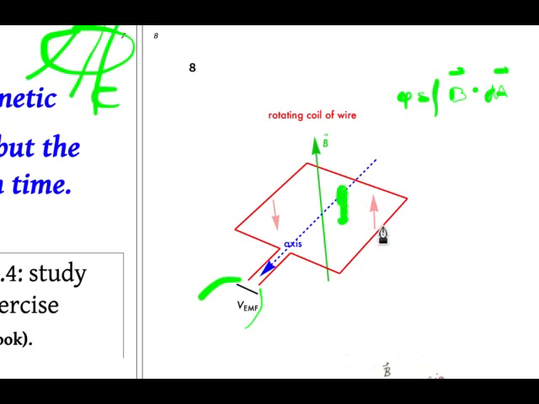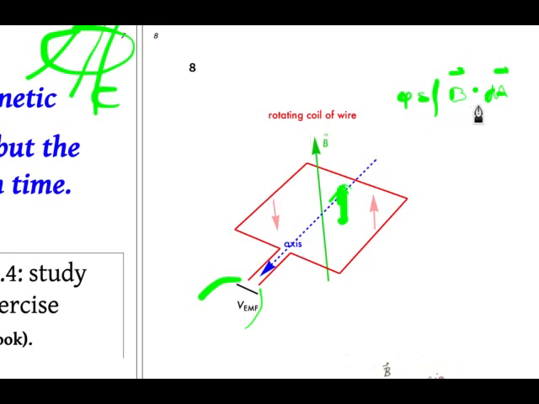But now let the coil rotate by 90 degrees. Then dA would be in the perpendicular direction to B. So if this coil of wire rotates by 90 degrees, the flux through the coil would be 0. There wouldn't be any magnetic field going through the square. The magnetic field would just be going parallel to the square. So as the coil rotates, the amount of flux varies.